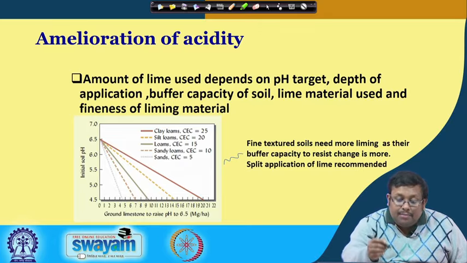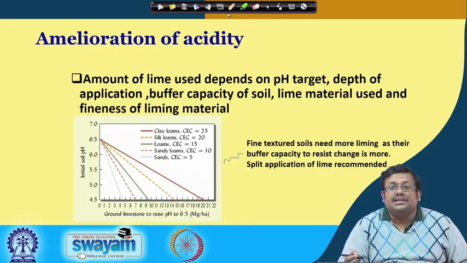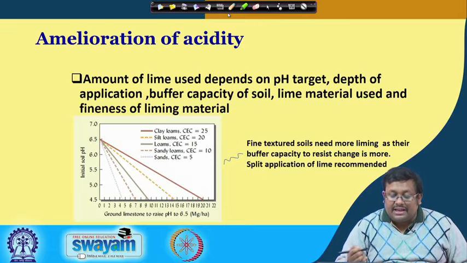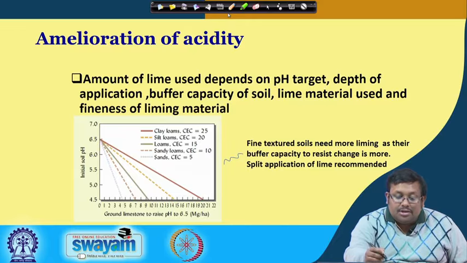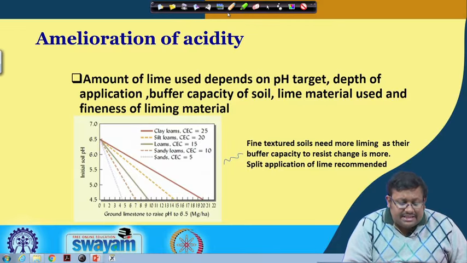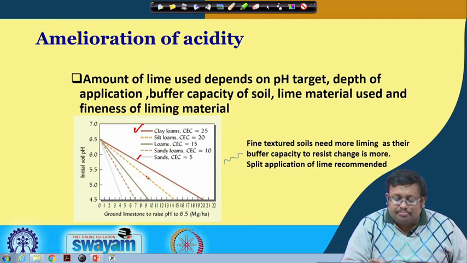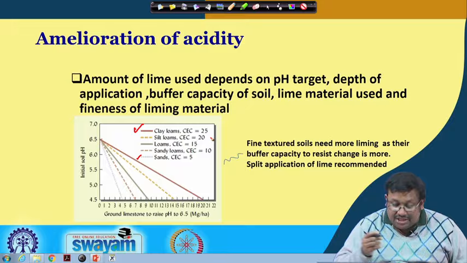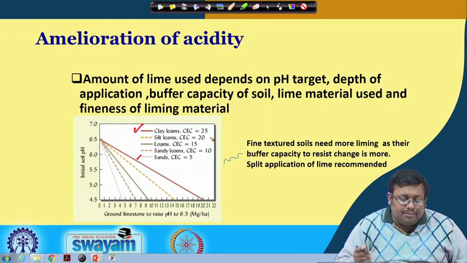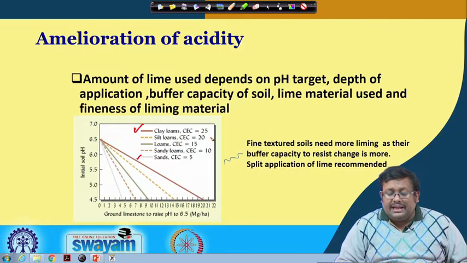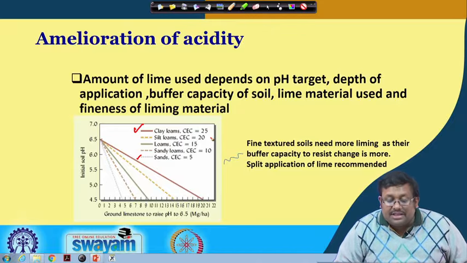In case of fine texture soil, obviously their buffering capacity is more because of high cation exchange capacity, and so you can see here in this graph. There are 5 different types of soils, starting from clay loam to sands. As you can see, clay loam is exhibiting the highest CEC. So, obviously, the ground limestone required to raise the pH to 6.5 is quite higher in case of clay loams as compared to sands.